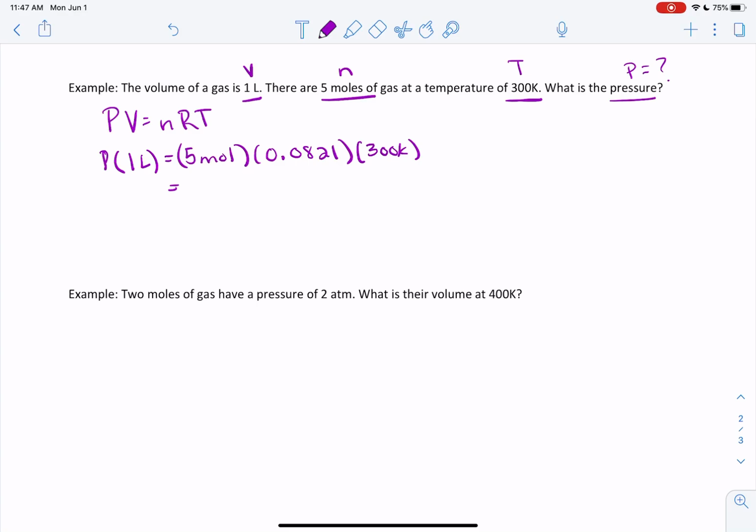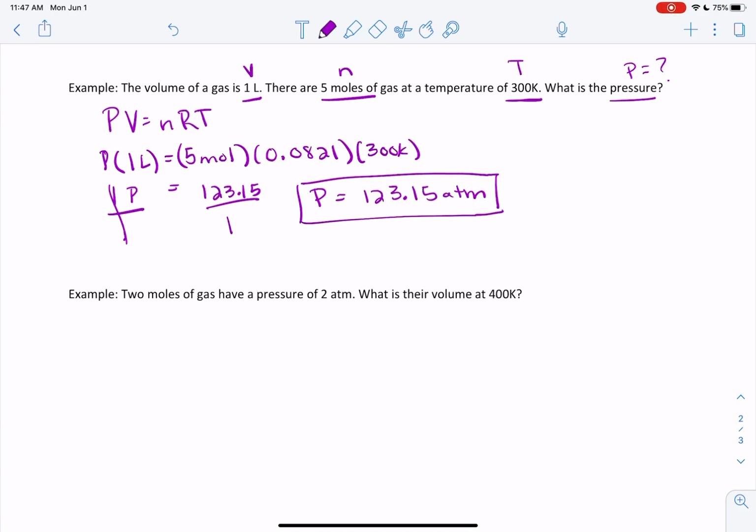So let's start solving it. If we put 5 times 0.0821 times 300 in our calculator, we're going to get 123.15. So we have 1 times P equals 123.15. To get P by itself, you divide by that 1. And you have pressure equals 123.15 atmospheres. And that would be our final answer. So we just took our equation, we plugged in our numbers, and simplified.